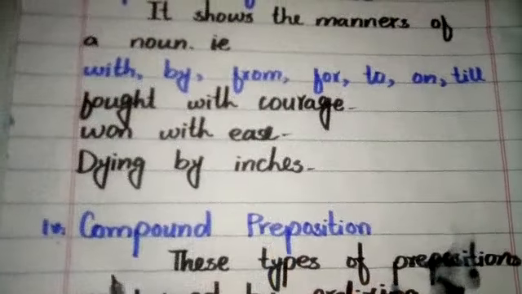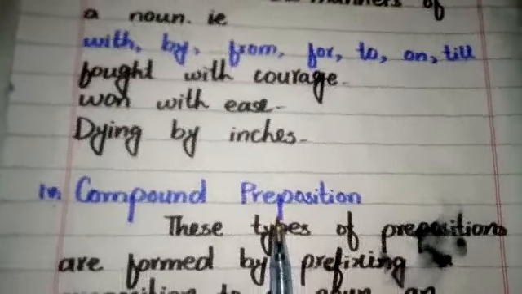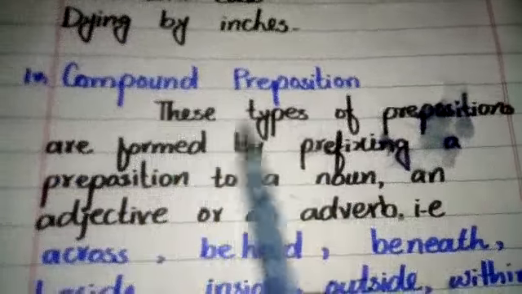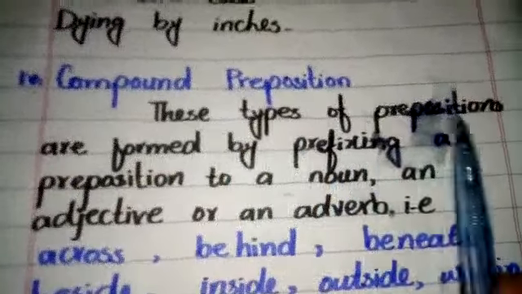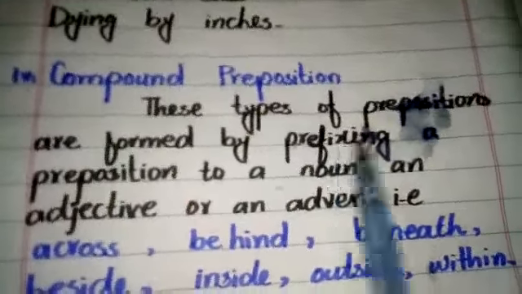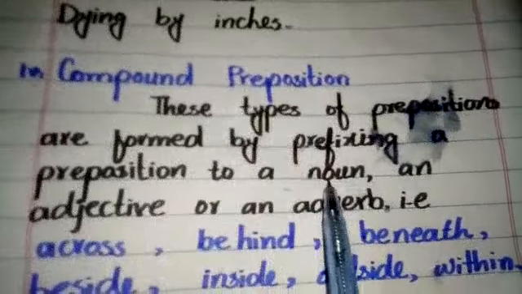Now we will discuss compound preposition. This is the fourth kind of preposition. The definition of compound preposition: these types of prepositions are formed by prefixing a preposition to a noun.